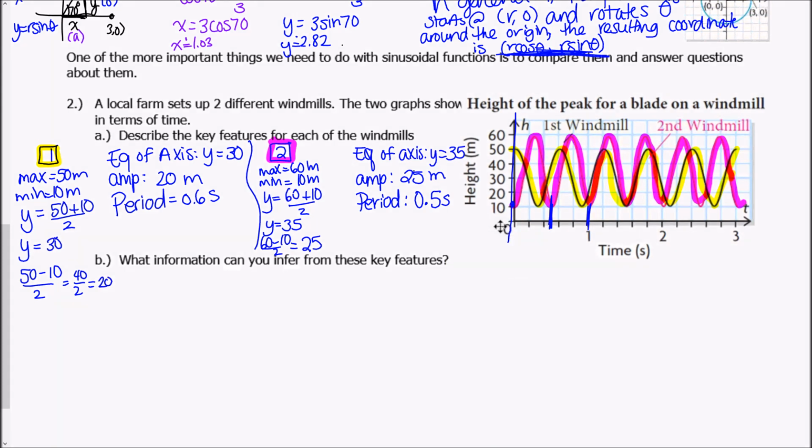Okay, now part B says, what information can you infer from these key features? So we found 3 key features for windmill 1 and 3 key features for windmill 2. I would like you to think about this and write down some notes, and we will take this up next time I see you guys in class.